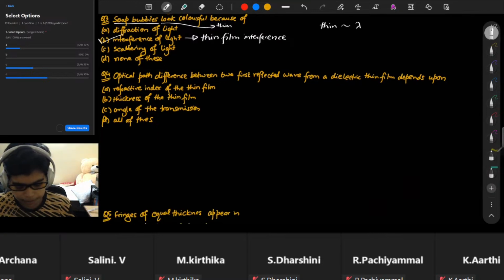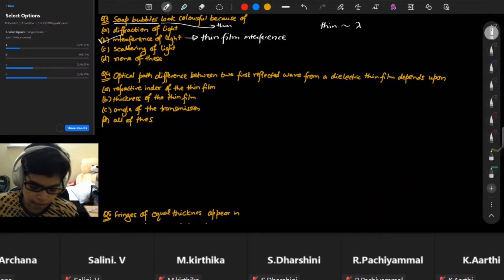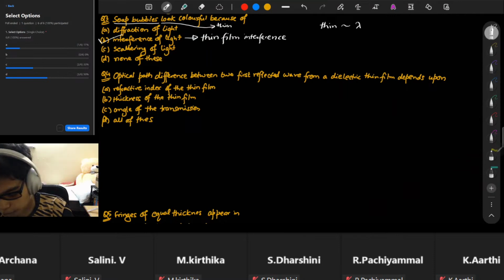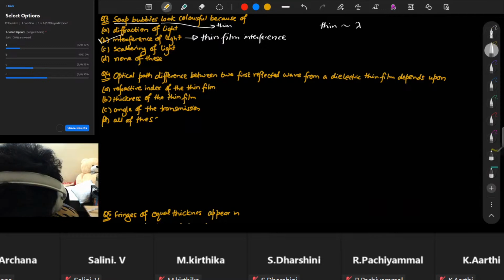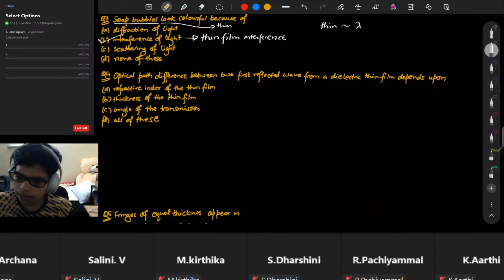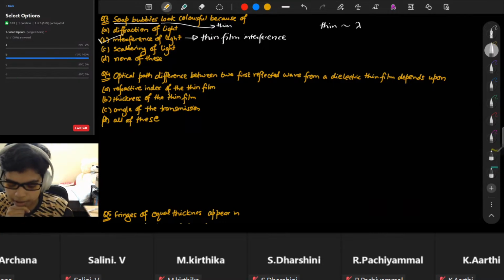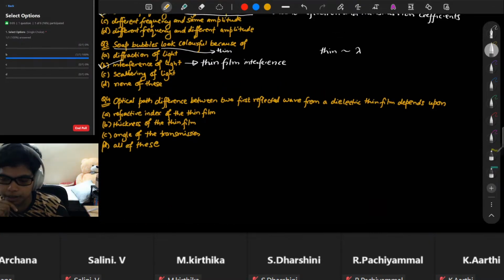Optical path difference between two first reflected waves from a dielectric thin film depends upon A. Refractive index of the thin film, B. Thickness of the thin film, C. Angle of the transmission, or D. All of these. Yeah. So I will start the poll again. So please answer. This is based on thin film interference.